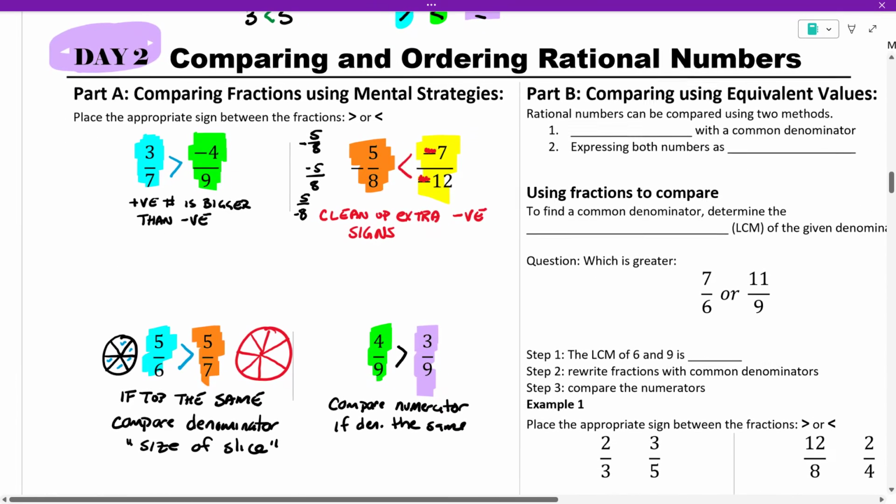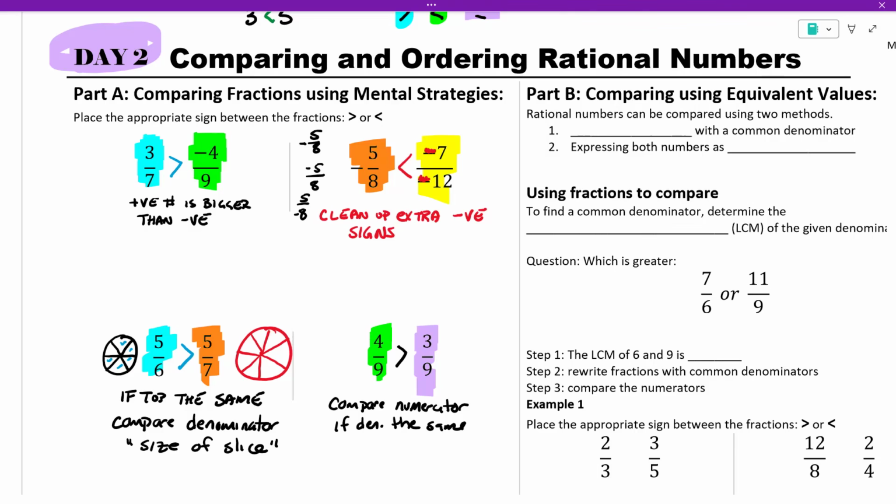We said, hey, if the two top numbers are the same, compare the two bottom numbers, right? And the bottom numbers tell you the size of the slice. The bigger the slice, the bigger the number. So 5 over 6 has cut into 6. This is bigger slices than cut into 7s, right? If you're comparing bottoms the same, you compare the tops. You compare whole versus partial. There was lots of different strategies we did.